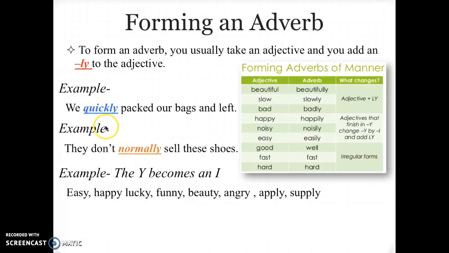For example, these sentences here end in ly. For example, we quickly packed our bags and left. Another example is they don't normally sell these shoes. So quick and normal are adjectives, because we added an ly at the end, they have now become adverbs.